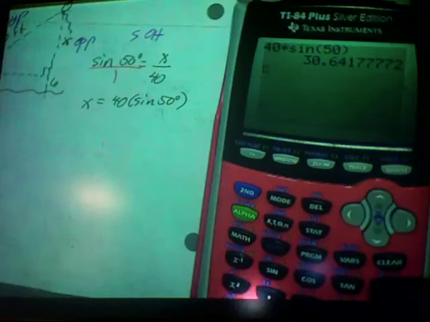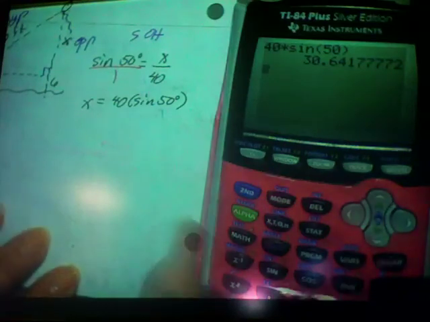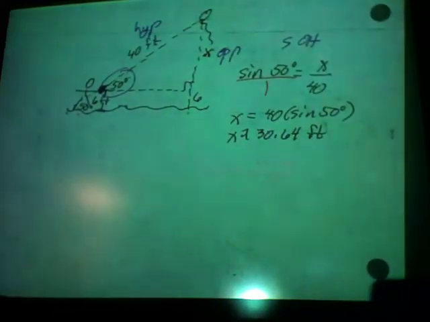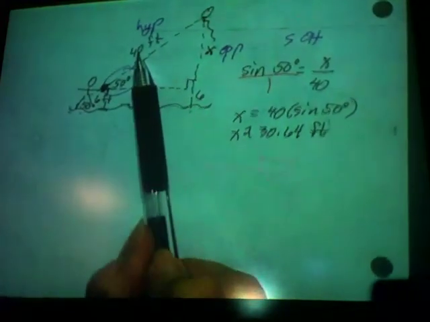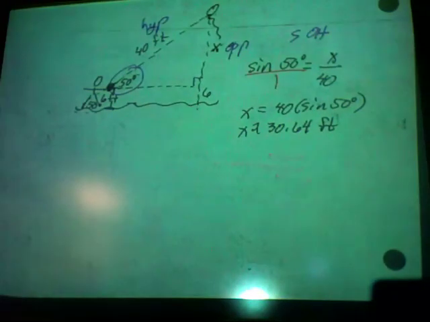Does the answer for x seem reasonable? 30 point what? 64. And isn't that feet? So that's my x. Is that a reasonable x? Don't we expect it to be less than 40 because the hypotenuse is the biggest? Is that our answer?